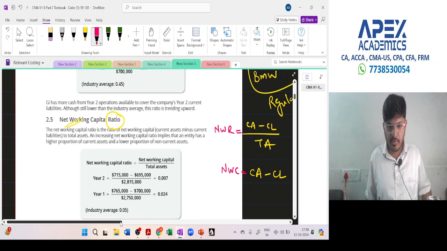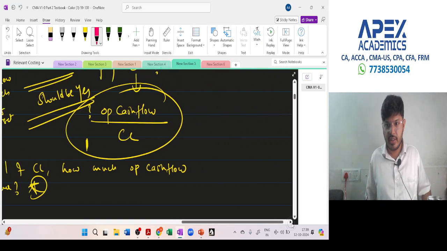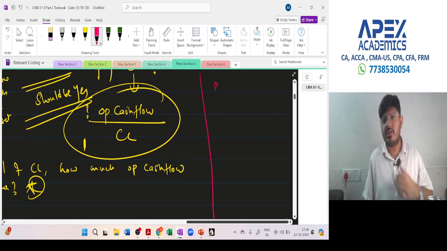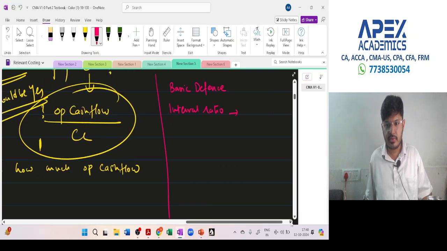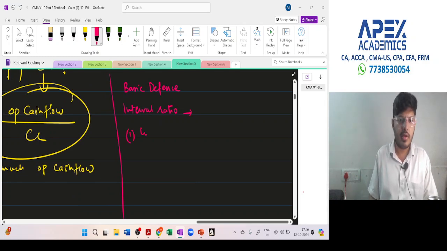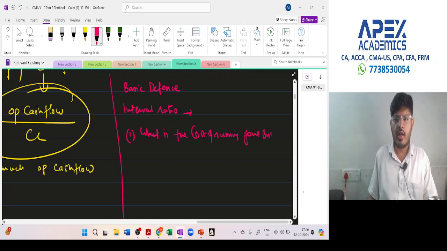Now here there is one more important ratio that you need to look at. It's an important one. I call this the basic defense interval ratio. What is this? Basic defense interval ratio. Please understand. What does the basic defense interval ask you? Number one, what is the cost of running your business? This is the first question that you ask yourself over here.